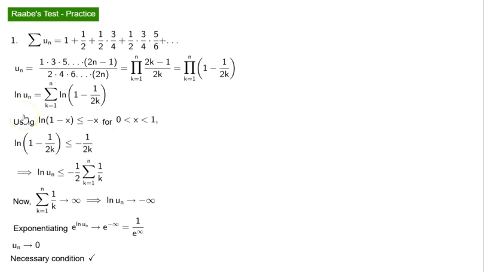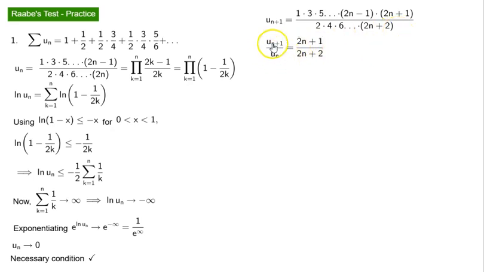Now let's do the ratio test or D'Alembert's test. So we need the ratio. So let's figure out u sub n plus 1. And that would be equal to 1 times 3 times 5 times up to 2n minus 1, which is part of u sub n itself. That plus 1 will bring in another term, 2n plus 1. The whole thing divided by 2 times 4 times 6 times up to 2n, and then the next 2n plus 2. Now we take the ratio u sub n plus 1 by u sub n.